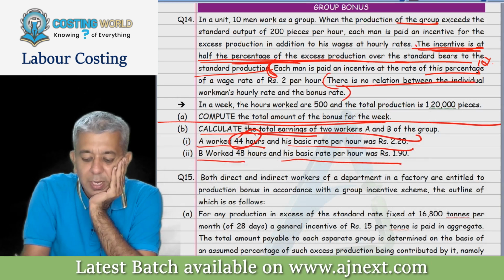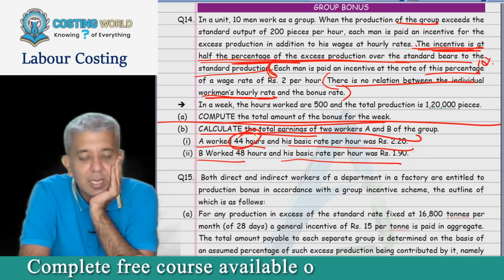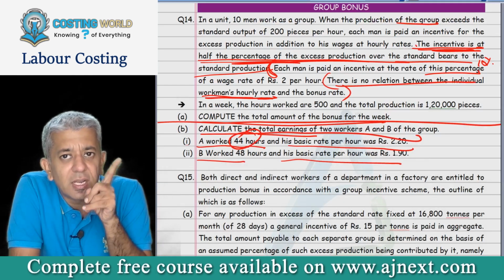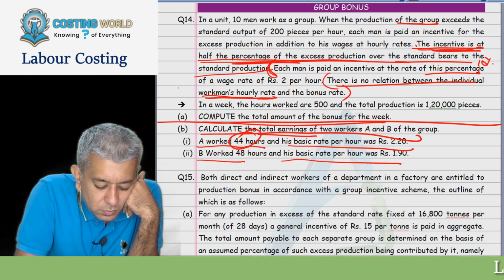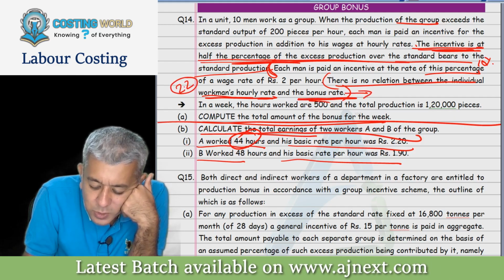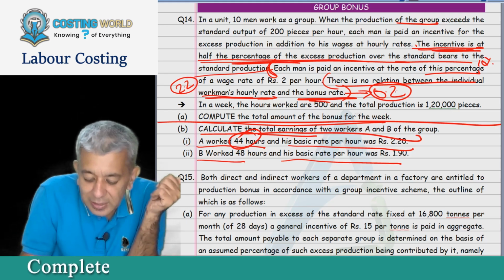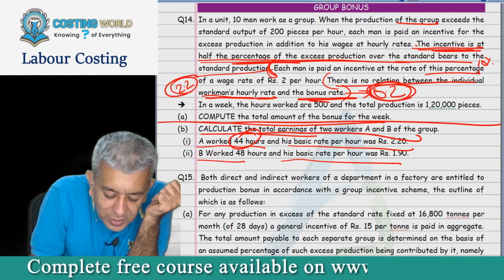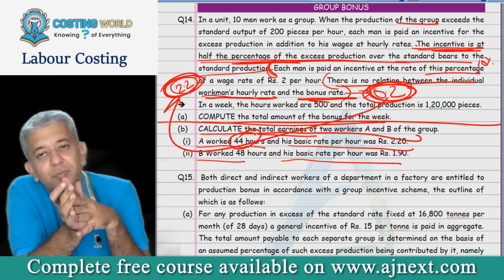Okay, now if that is not understood, then I'll read one line that will make it very clear. There is no relationship between an individual workman's hourly rate. Tell me, what was worker A's individual hourly rate? 2.2. And his bonus rate, can you say his bonus rate is 0.2 per hour? Yes, sir. There is no correlation between this figure and this. This is not 10% of this.